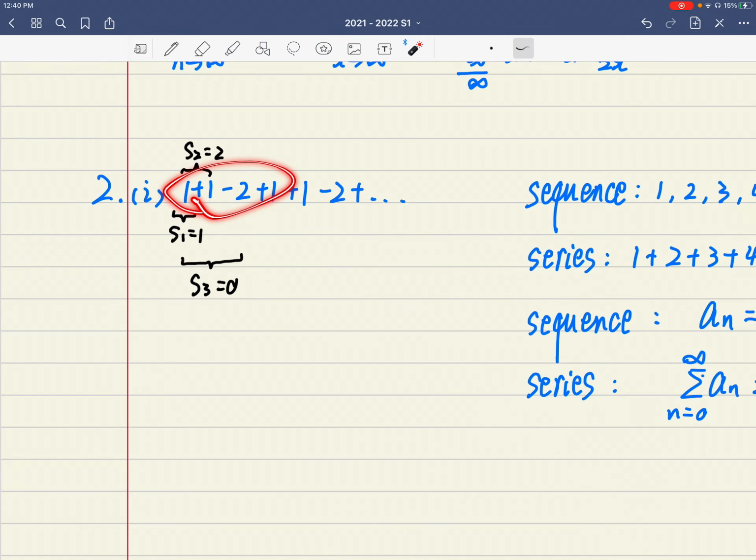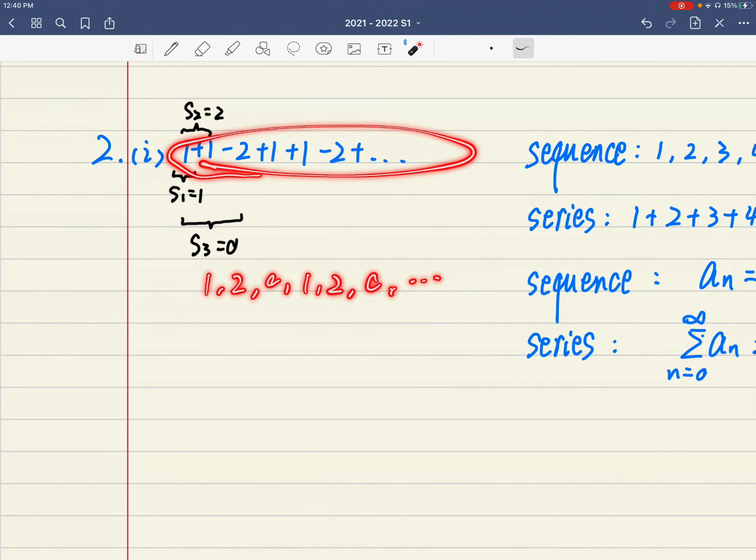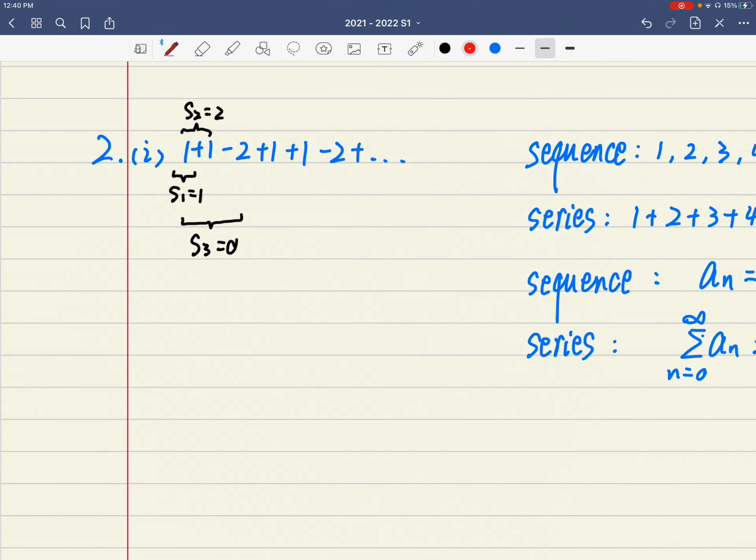What's the sum of the first four terms? It's 1. The first five terms? It's 2. The first six terms? It's 0. So you can see this sum is 1, 2, 0, 1, 2, 0, etc. This infinite sum is never going to get closer and closer to a specific value, because the partial sum is alternating between 1, 2, and 0. So this series is divergent.